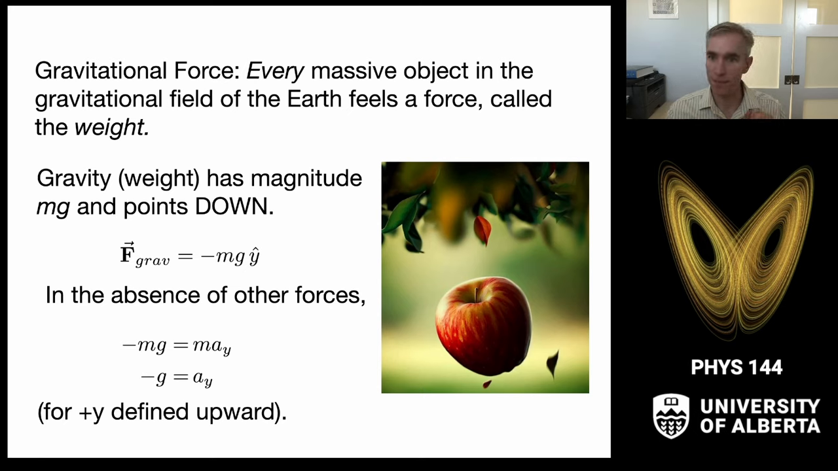If we define plus y to be going up, then the force of gravity is always going to have the form of minus mg in the y direction. Or in the absence of other forces, then we would say that negative mg is the mass times the acceleration in y, and so everything will accelerate downward at g. That's how we define our gravitational acceleration.